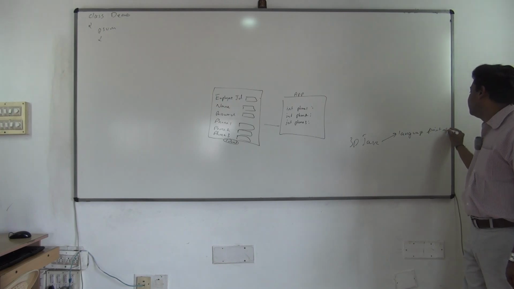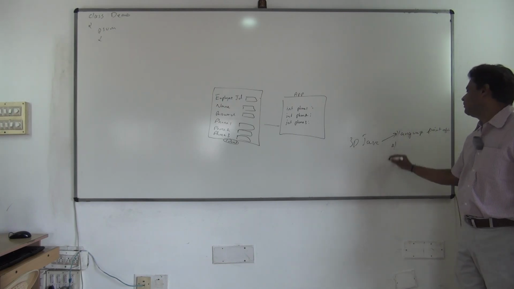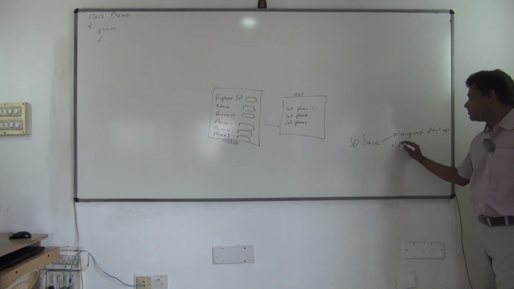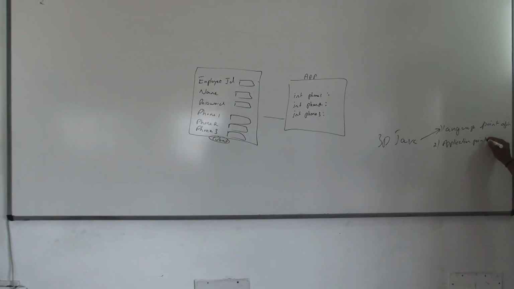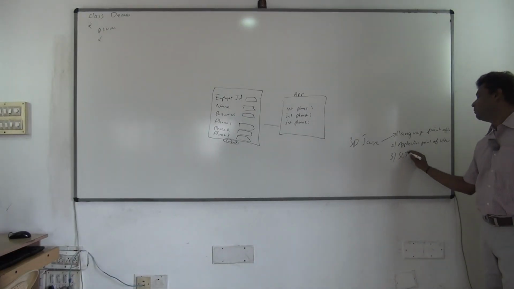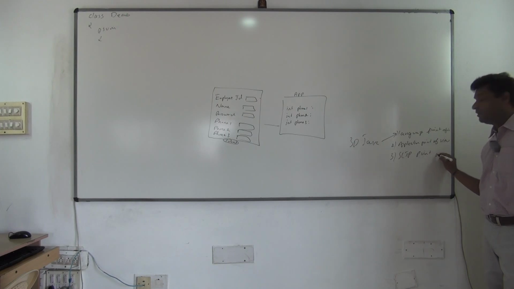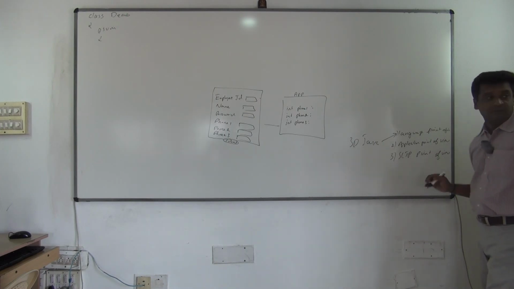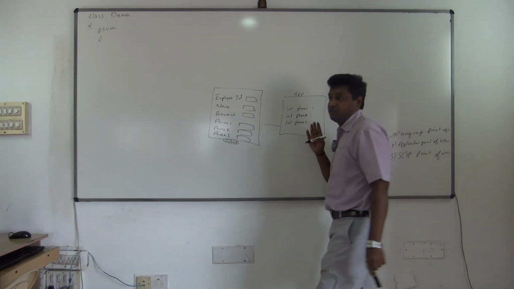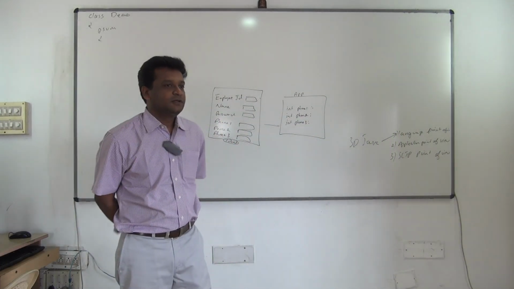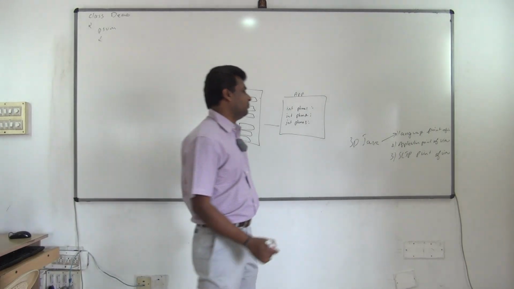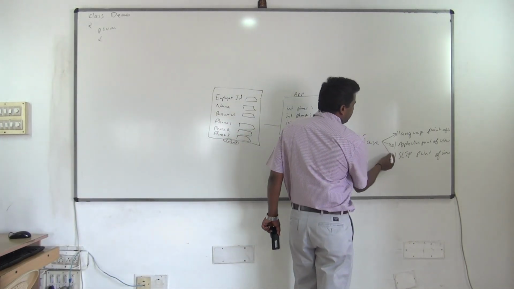Okay, this is 1D. Second dimension, what it is? Application point of view. Third dimension is what? SCJP point of view. So we'll be covering Java from 3 angles now. One from SCJP, one from application, one from normal language point of view. Understood? So this actually we need tremendous experience to cover, and since we have experience we can do it for you.